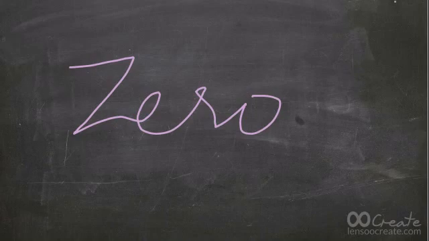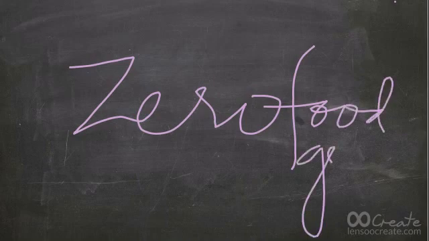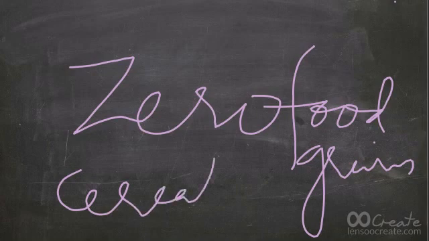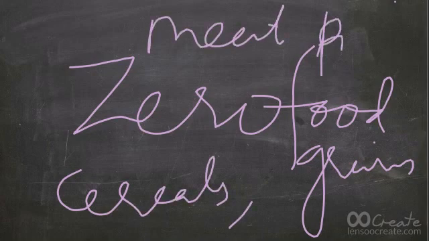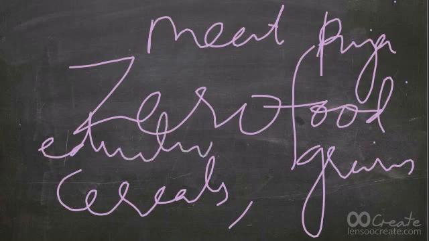And it includes items like food grains, cereals, meat, puja items, then education, etc. So these are completely exempted from the purview of GST, or these are nil rated taxes under the GST regime.